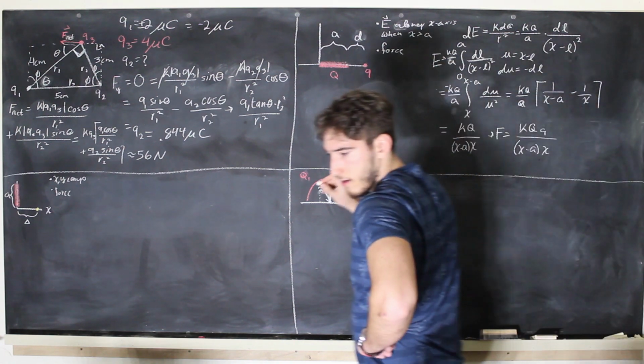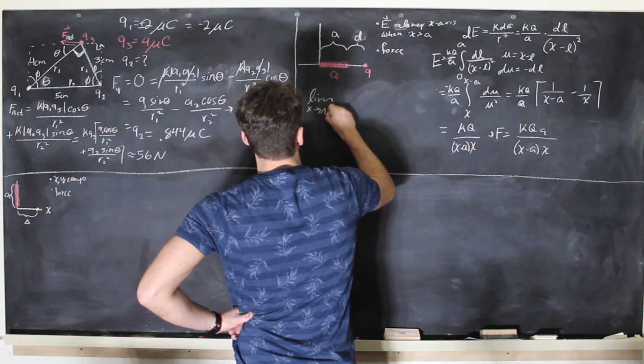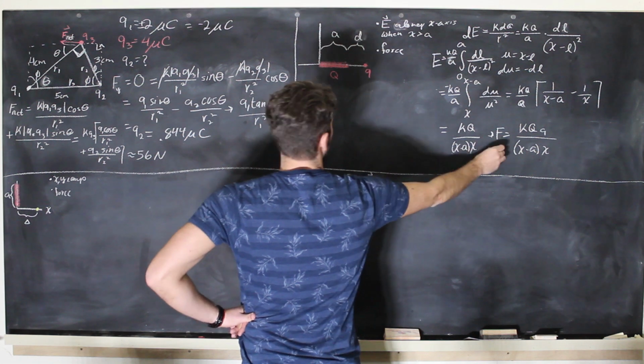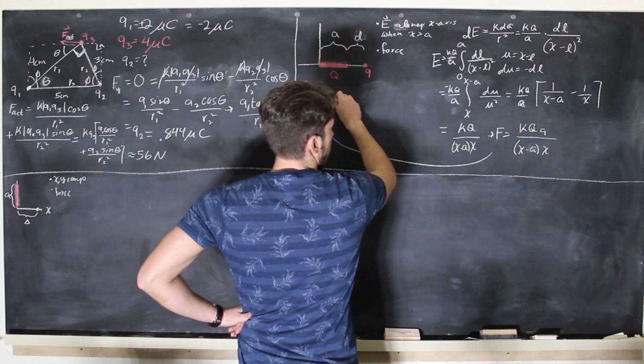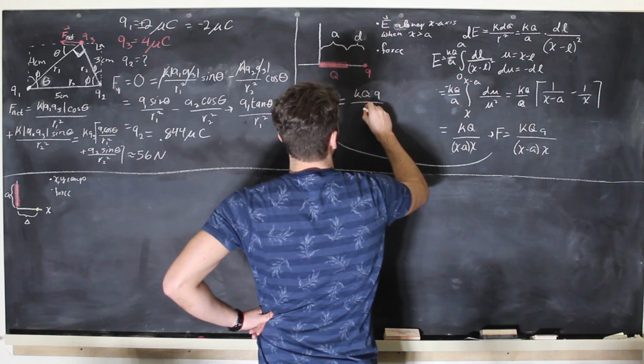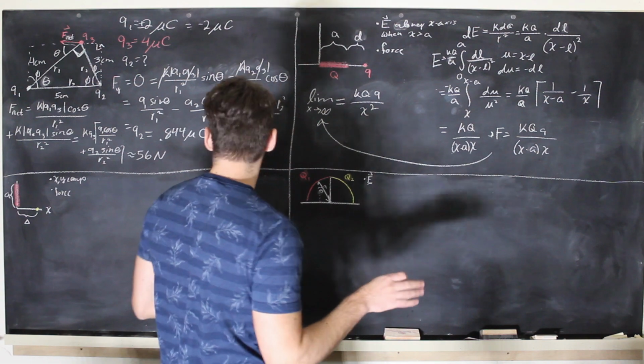And then also you can see the limit as x goes to infinity of this, we're going to get kQq over x squared. Okay, I hope you thought that was pretty neat.